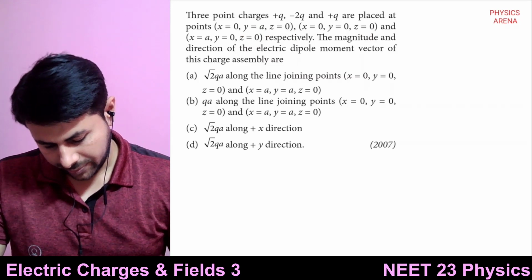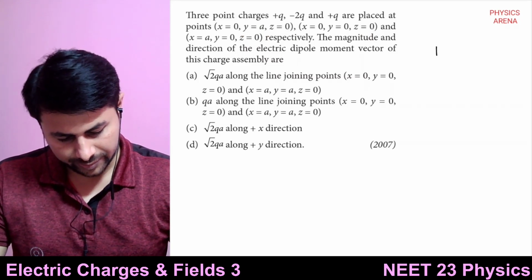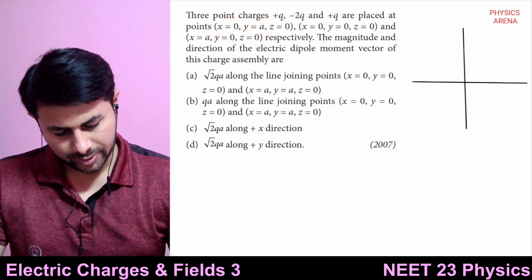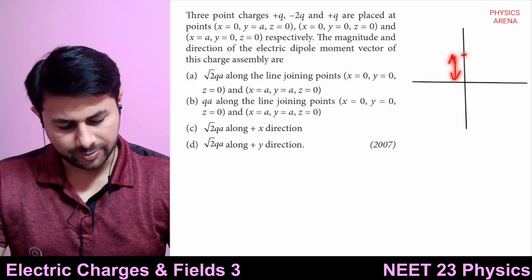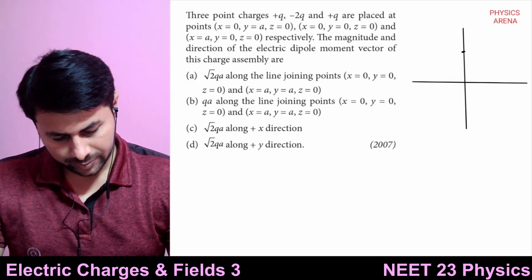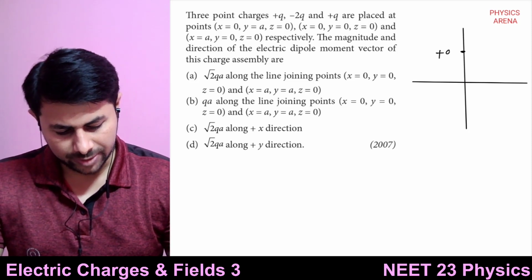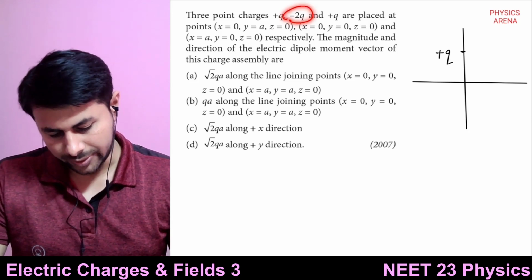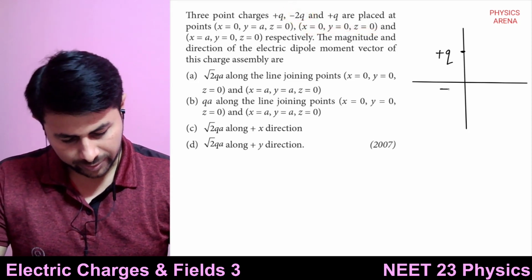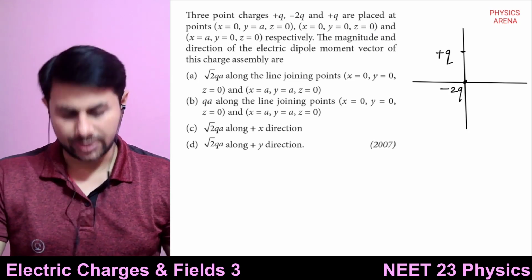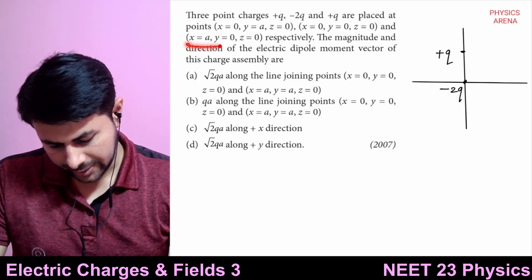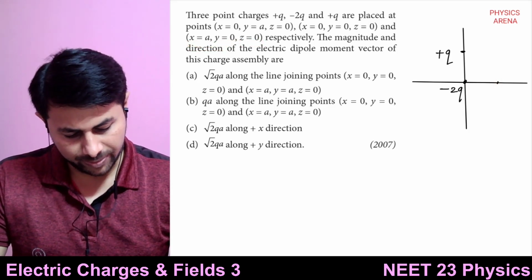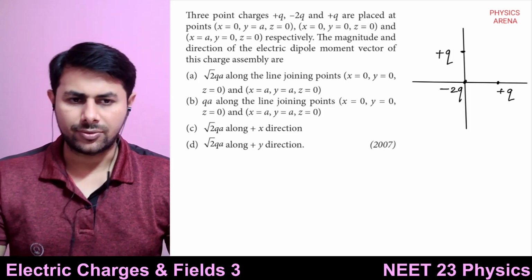Okay, so let us draw these charges. So x is equal to 0, y is equal to a. So you keep that first charge. Let's suppose this much distance is a, and you keep charge plus q here. Then the second charge is minus 2q, so it is at origin. So minus 2q is here at origin. And x equal to a, y equal to 0, z equal to 0, so x is equal to plus a. So there you keep another charge plus q.